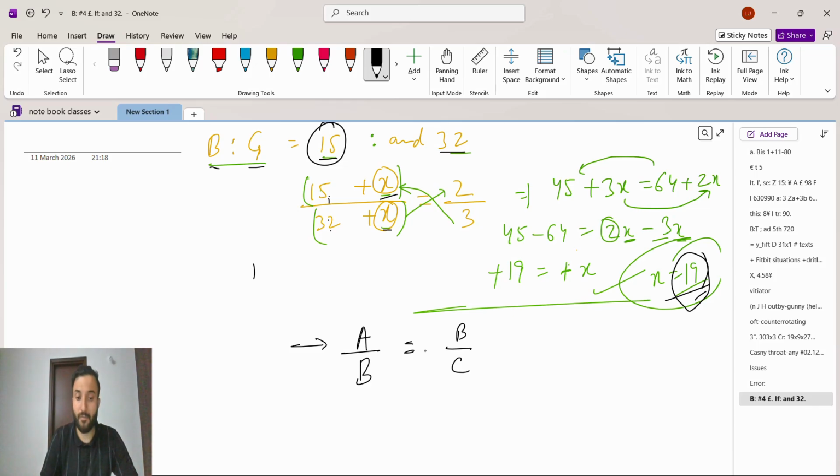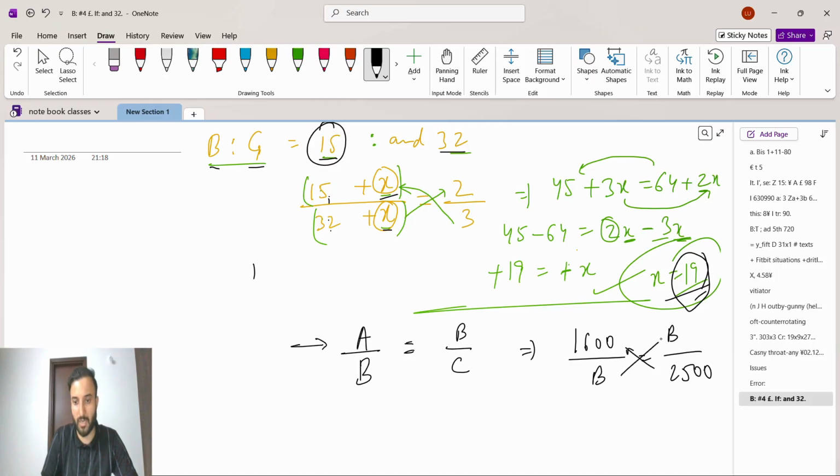Okay. If A gets 1600, A value is 1600, and C gets 2500. This is B, this is B. C gets 2500. How much does B get? So B is this. So what will we do?